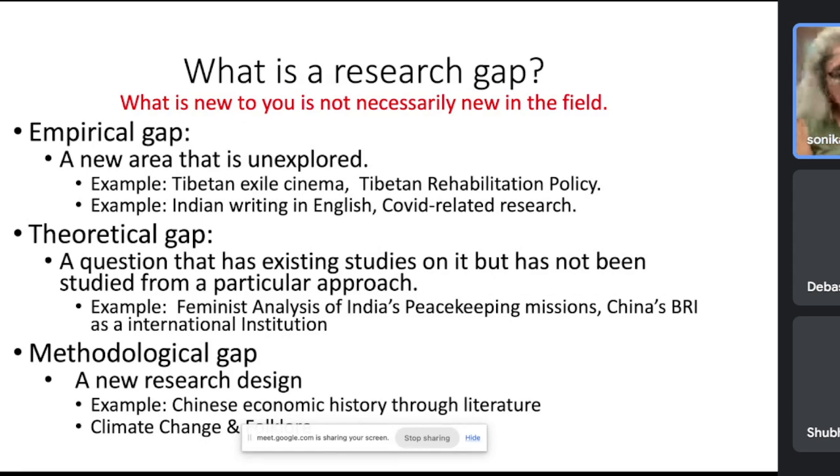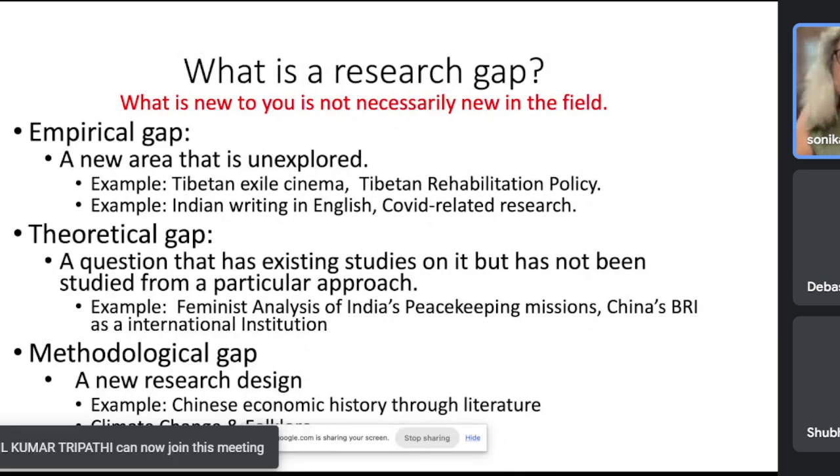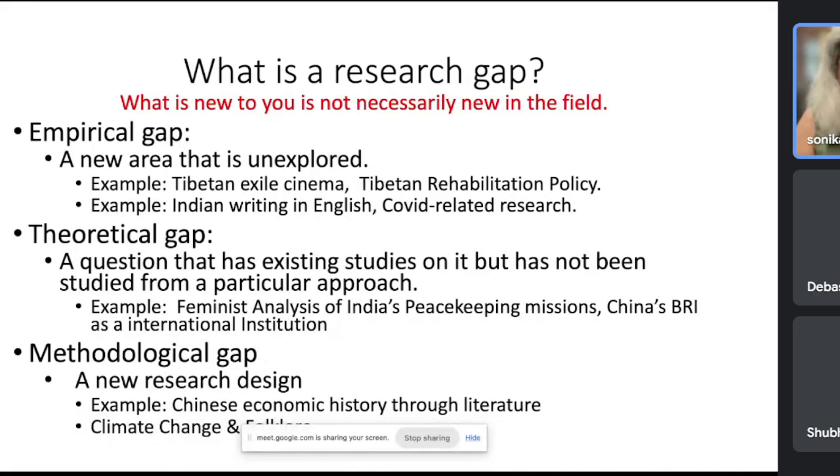So there is a lot of work on that particular issue, but a particular type of approach should have something substantive to contribute to an understanding of that. So why do a feminist analysis of India's peacekeeping missions is the first question you would have to satisfy. Or why look at BRI as an international institution? Can it be looked at as an institution? What is the explanatory potential and value of looking at BRI as an international institution?